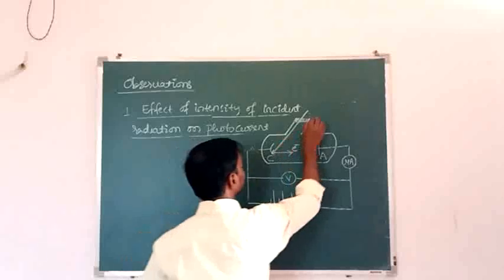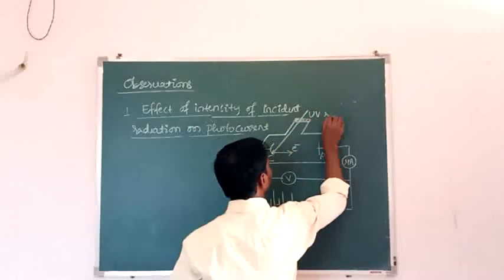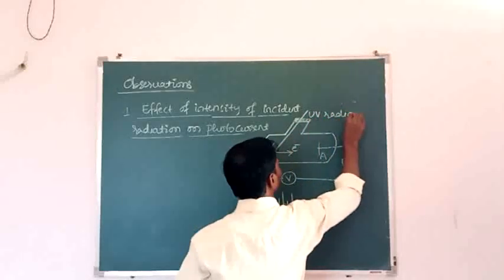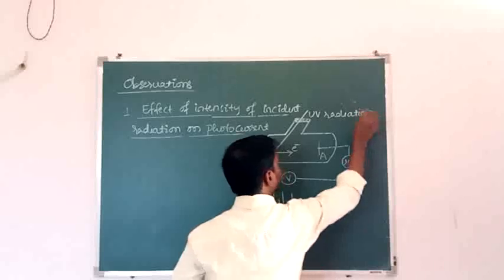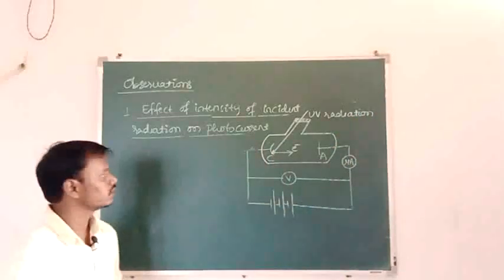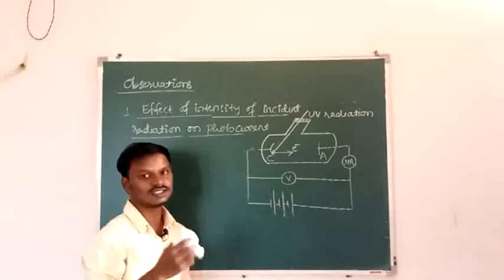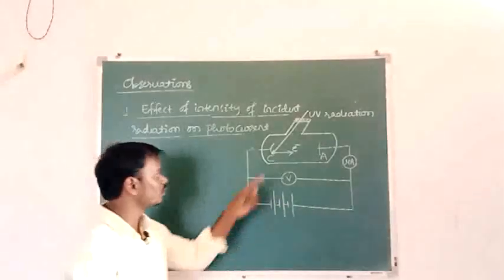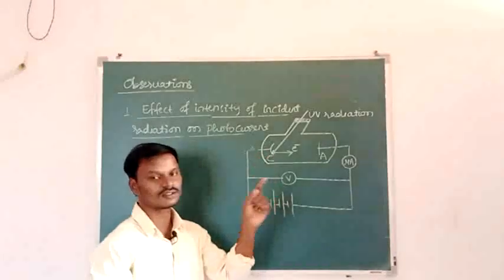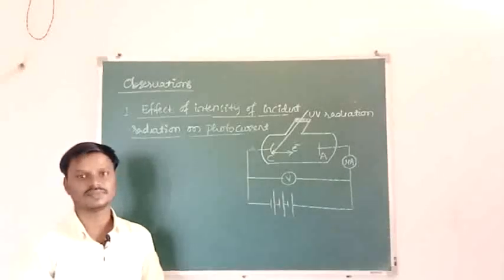See here, this is a UV ray or UV radiation. Now let us consider, if the frequency of incident radiation is greater than the threshold frequency, then only the ejection of electrons from the cathode will take place.